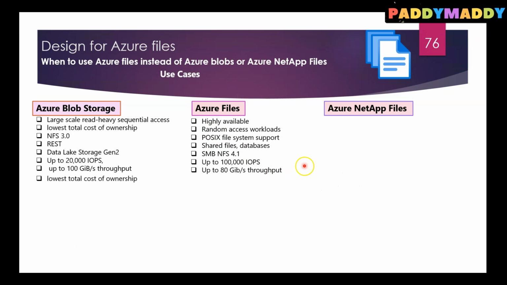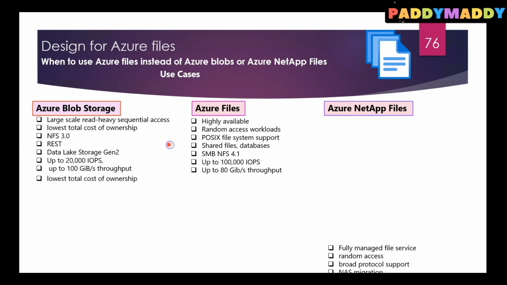Some of the best examples: if you remember, for Azure Blob we talked about large-scale analytic data. But here it's shared files, databases, home directories, and traditional applications like ERP, CMS, or NAS migration that don't require advanced management. Then you're going to use this. But if you're looking for advanced management capabilities, then definitely you will end up with NetApp Files, because it's a pure enterprise configuration.